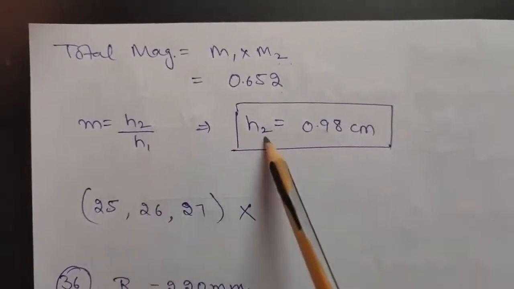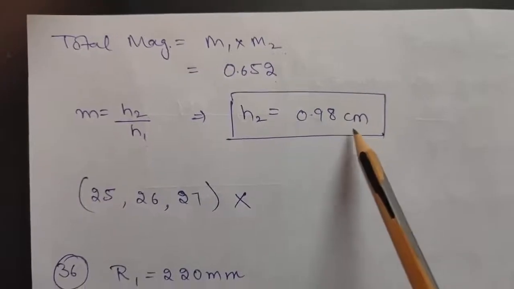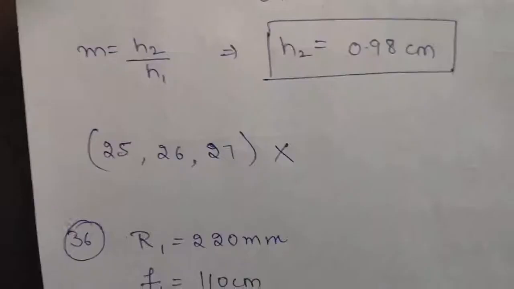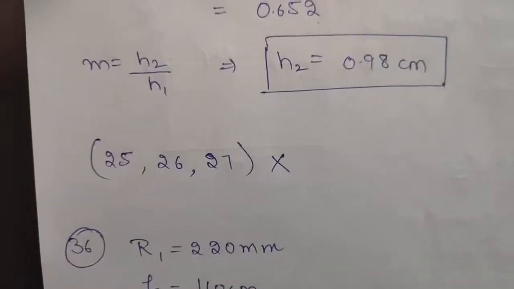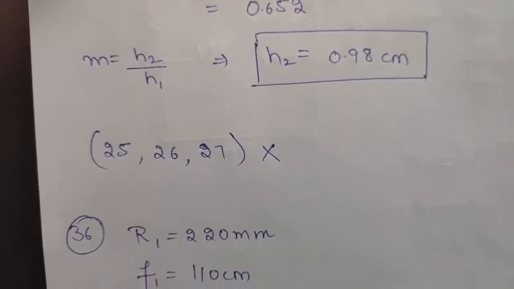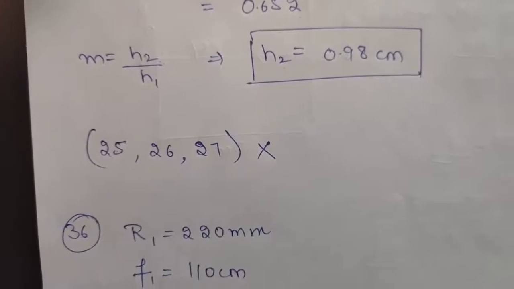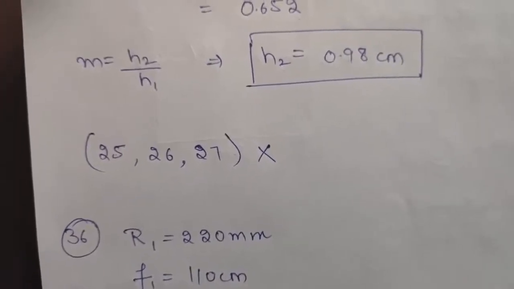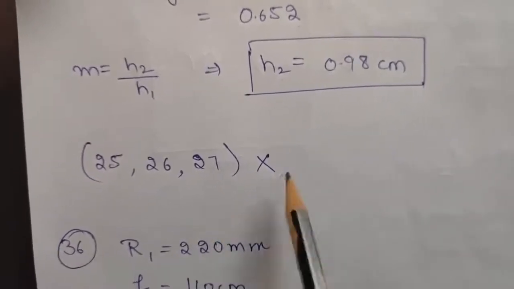So height of image will come to be 0.98 centimeters. Okay, so now questions number 25, 26 and 27 are related to myopia, short-sightedness, etc., which are related to the errors in our eyes. So that is not in your syllabus, so do not do those questions, cut them.